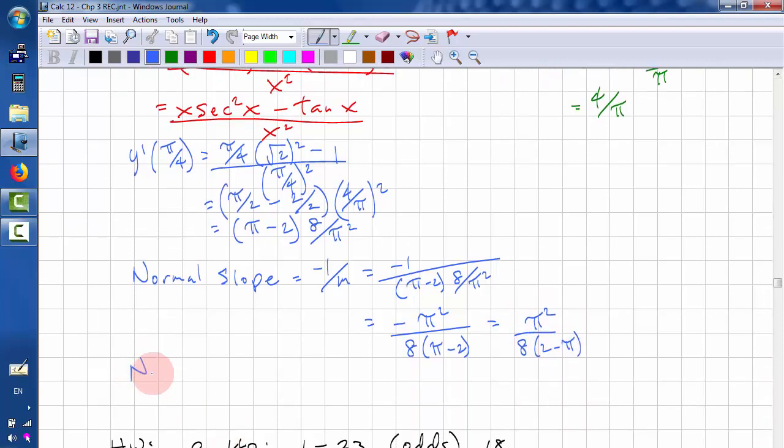So the normal line is y minus 4 over pi equals our slope, pi squared over 8, 2 minus pi, and x minus pi over 4. Please don't simplify this. This is slope point form, and it's perfectly valid. If you do any extra algebra, you're liable to make a mistake and lose marks for that. And that completes this lesson.